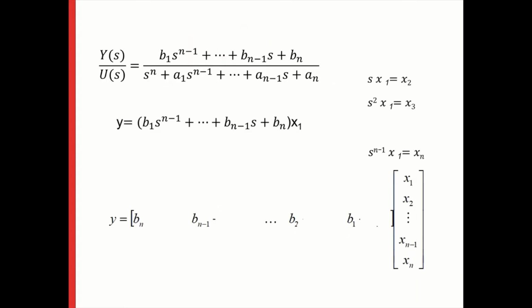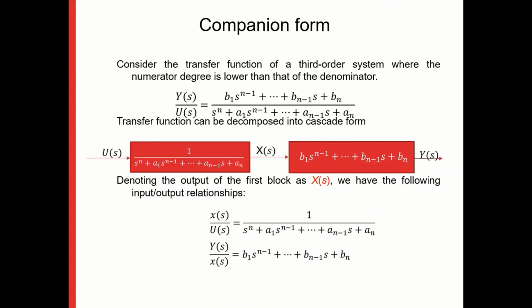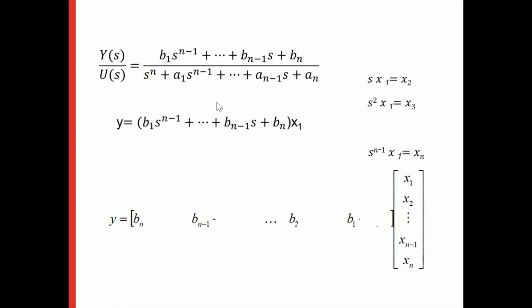And then we need to get our C. So this is where we get the C from. Remember, we used this to get the A and B. Now we're going to use this part and this equation here to get at the C. So in this case, y, the output, is given by bn times x1, and then bn minus 1 times sx1. Now sx1 is x2.